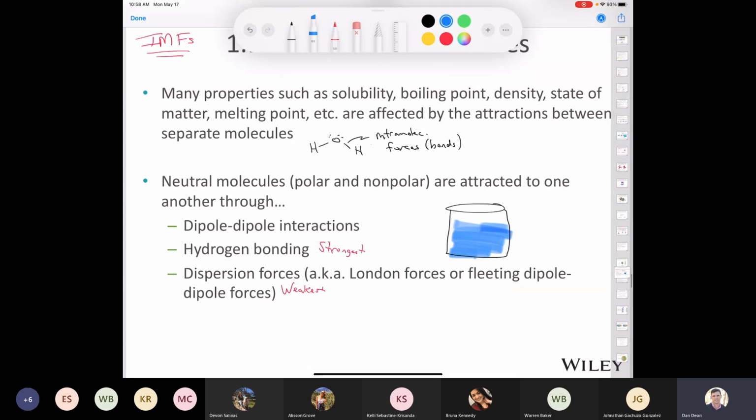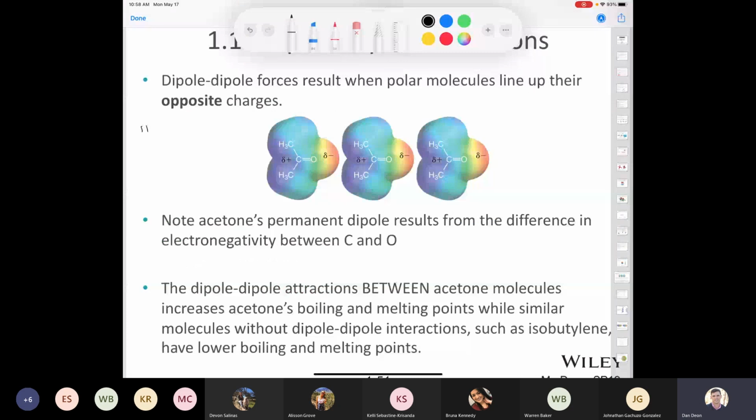Let's say you have a dipole in a molecule. Earlier on, we talked about the molecule acetone, which is this molecule here. So we have a double bond between carbon and oxygen. And we know that that's the only polar bond in the entire molecule, right? We have a dipole going this way. So if we have a bunch of molecules of acetone in the liquid phase, right? Because acetone is a liquid at room temperature.